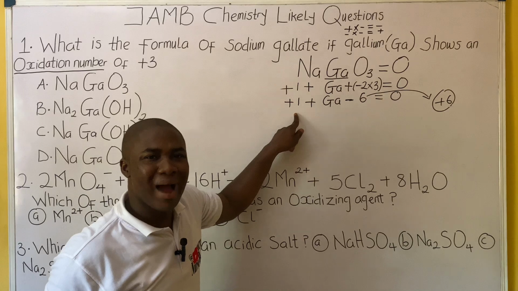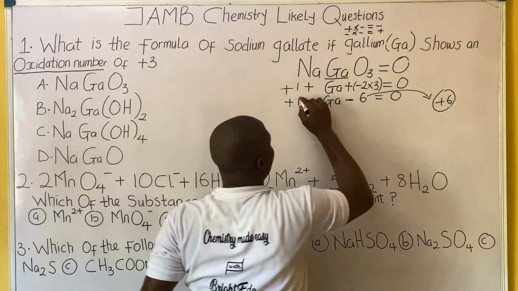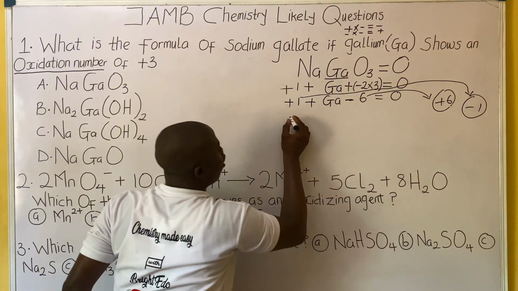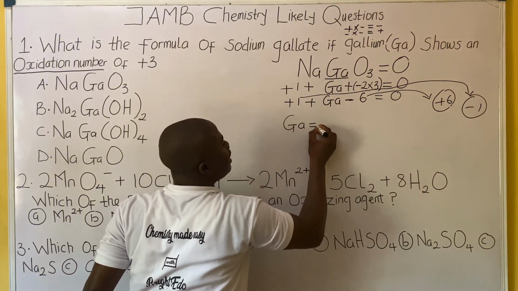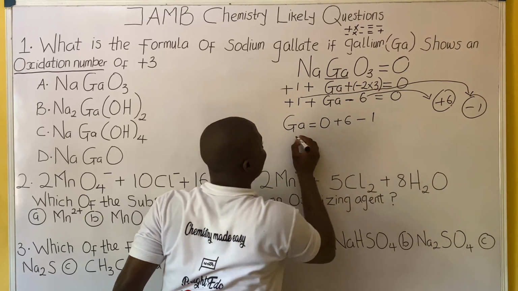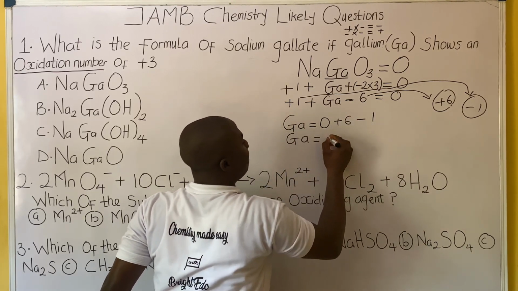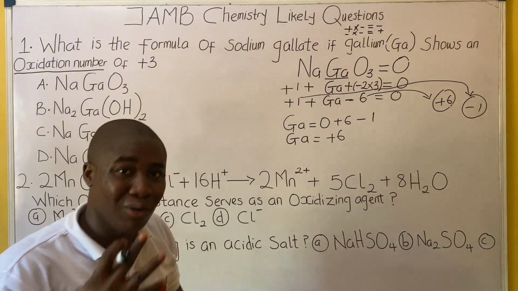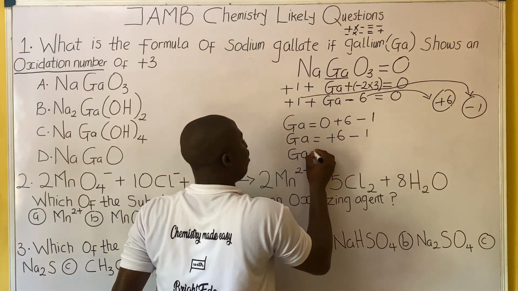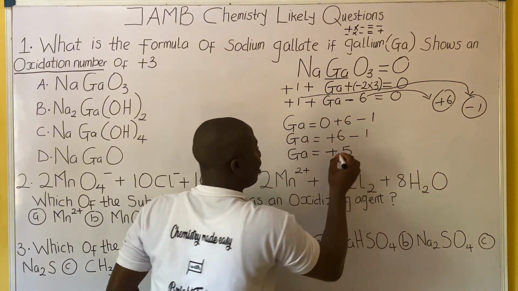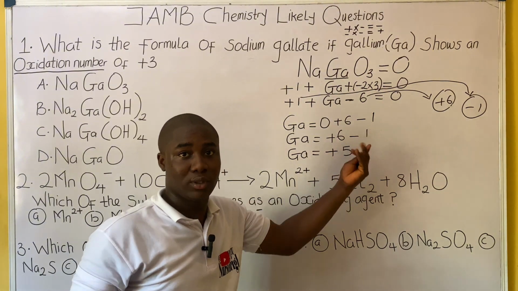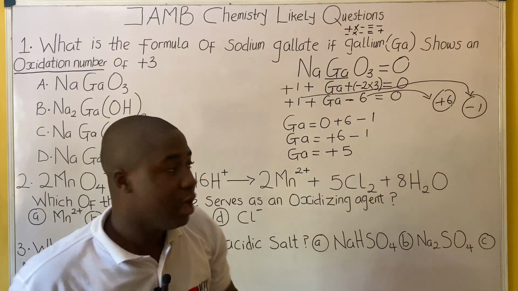All right, when this plus 1 crosses, what are we having? It is going to be minus 1. So in all, gallium is equal to 0 remains, plus 6 minus 1. So gallium will be what now? Plus 6. You have to be specific about the number so you don't make any mistake. Plus 6 minus 1, what becomes it? Gallium will now be plus 5. You have 6 naira, you are owing someone 1 naira, so definitely after paying you are getting 5 naira, so that's why it's positive.